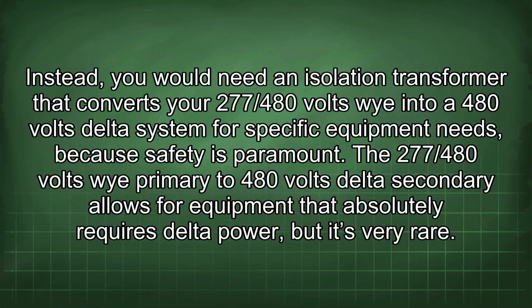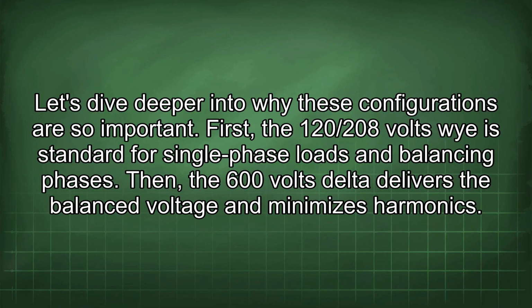The 277/480 volts Y primary to 480 volts delta secondary allows for equipment that absolutely requires delta power, but it's very rare. Let's dive deeper into why these configurations are so important.